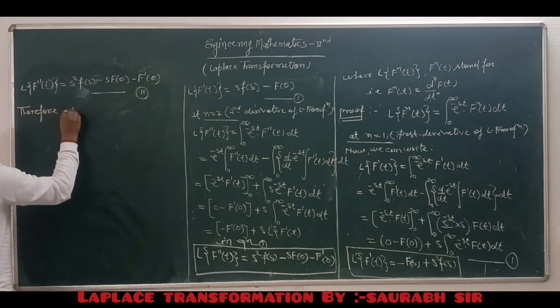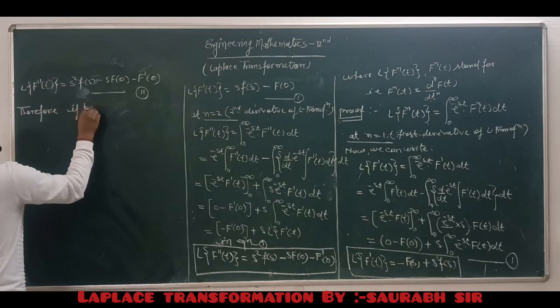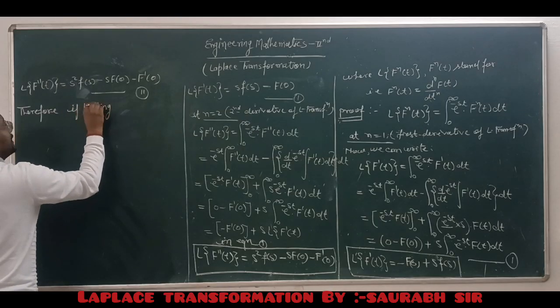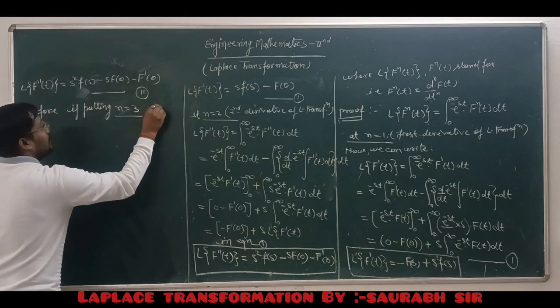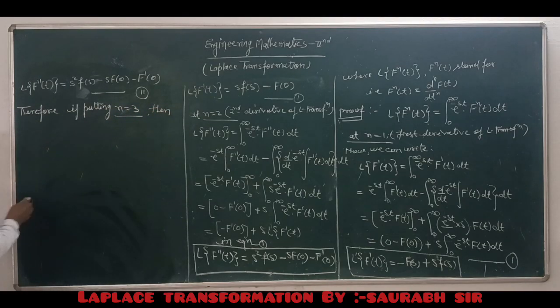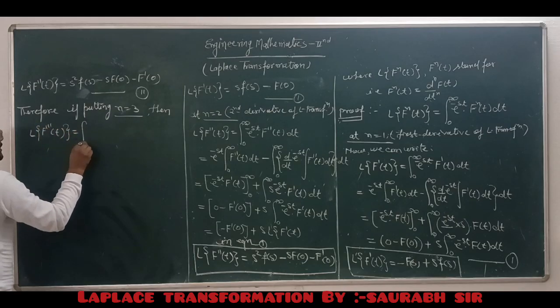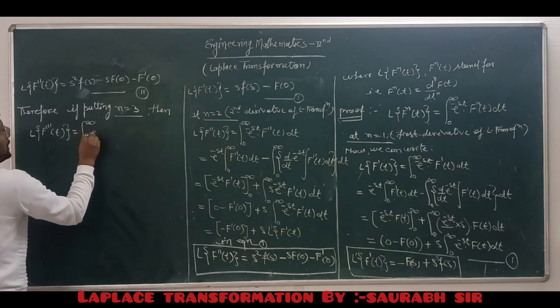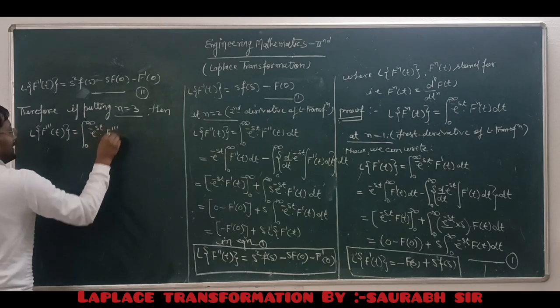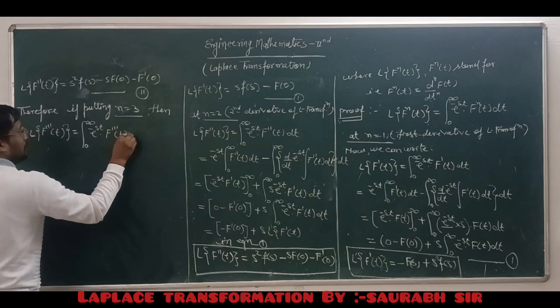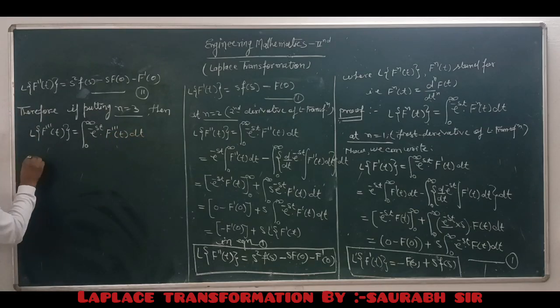Therefore, putting n is equal to 3, the third derivative of Laplace transformation: L{f'''(t)} is equal to integral 0 to infinity e to the power minus st into f'''(t) dt.